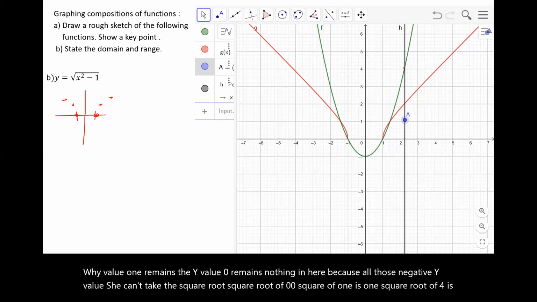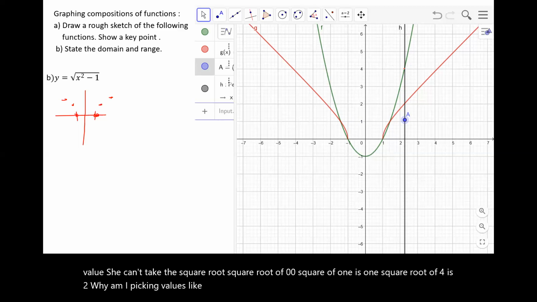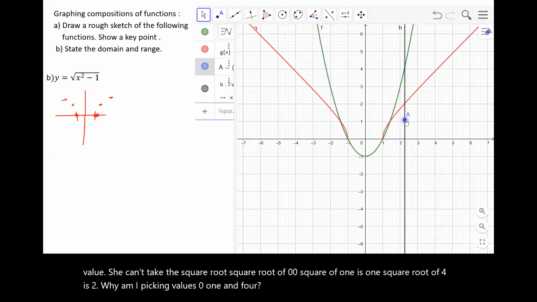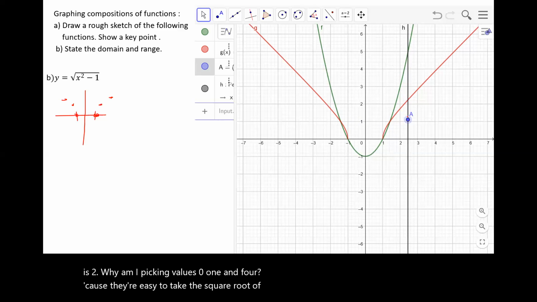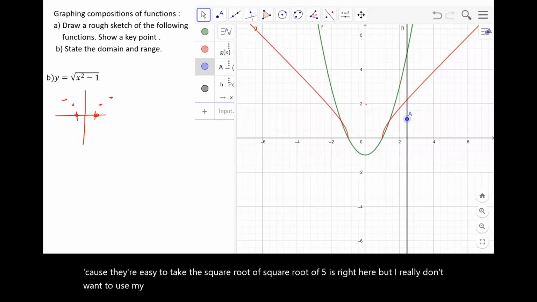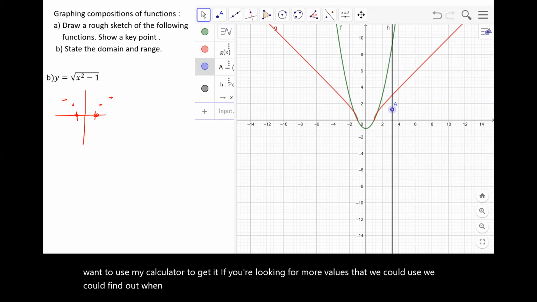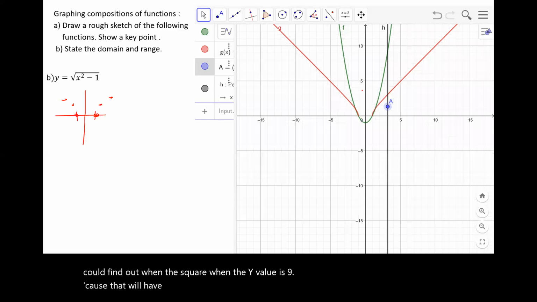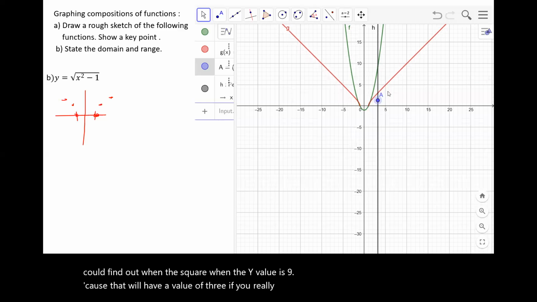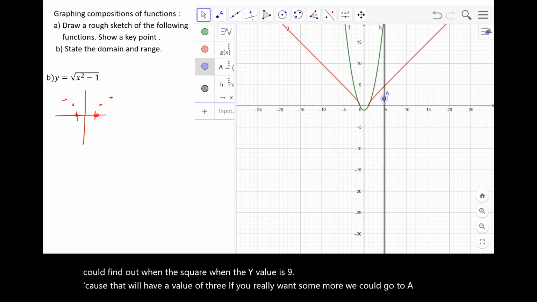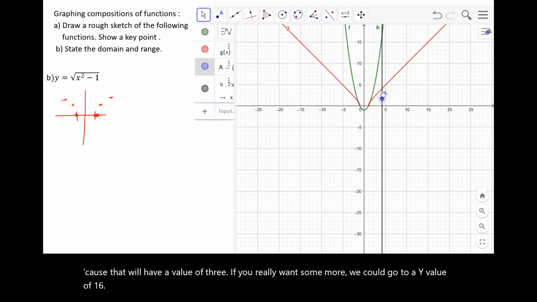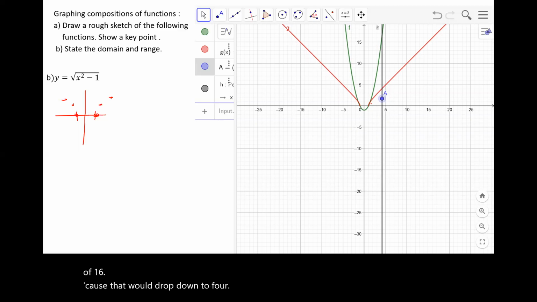Why am I picking values like 0, 1, and 4? Because they're easy to take the square root of. Square root of 5 is right here, but I really don't want to use my calculator to get it. If you're looking for more values that we could use, we could find out when the y value is 9, because that will have a value of 3. And if you really want some more, we could go to a y value of 16, because that would drop down to 4. So this is a fairly common shape for square root graphs.